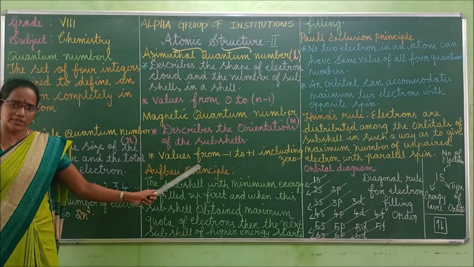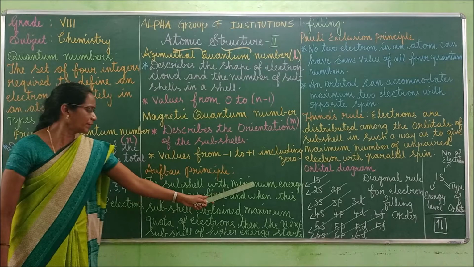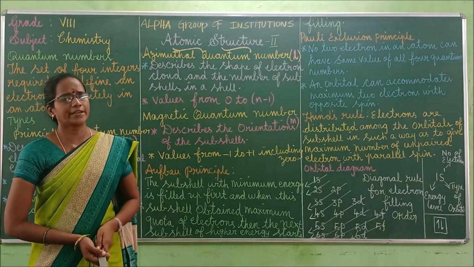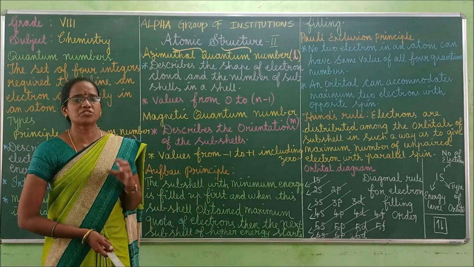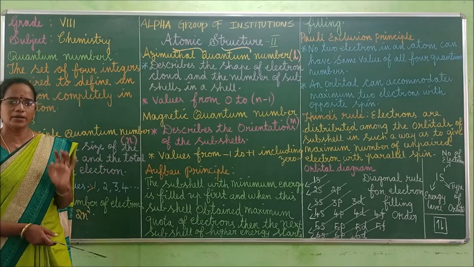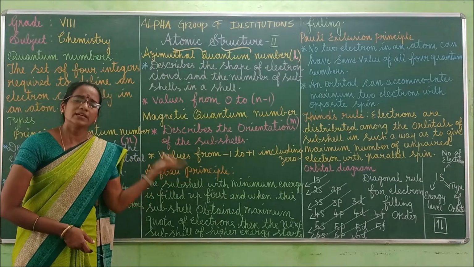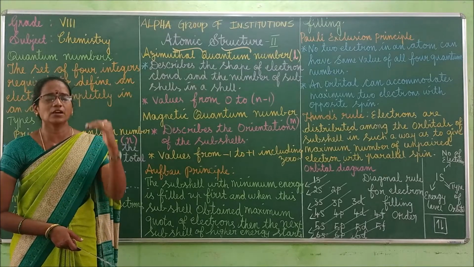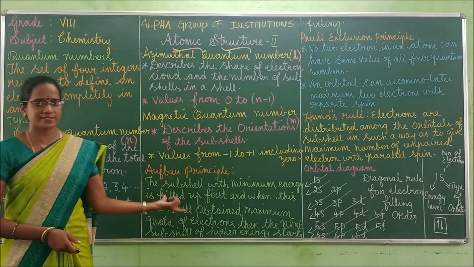According to this Aufbau principle, the subshell with minimum energy is filled up first, and when this subshell obtains maximum number of electrons, then the next subshell with higher energy starts filling. So the Aufbau principle states that each electron occupies the lowest energy orbital. This is the one-line concept of the Aufbau principle.